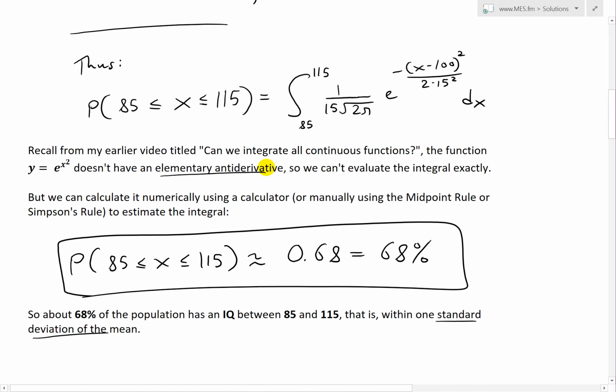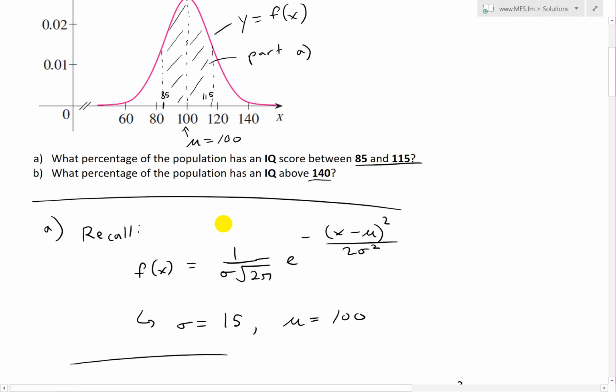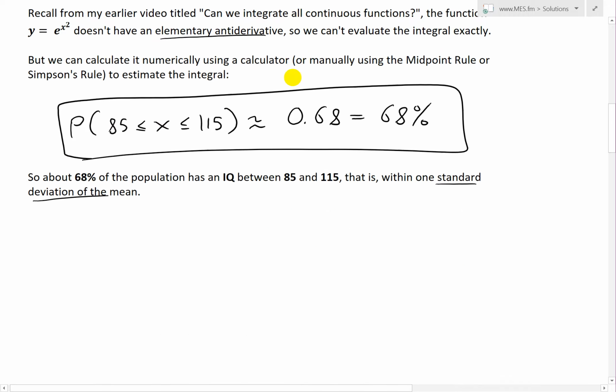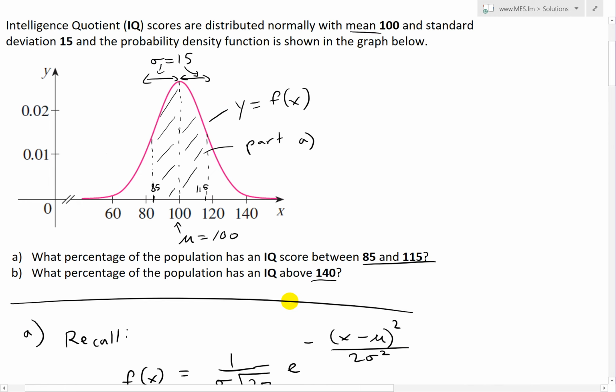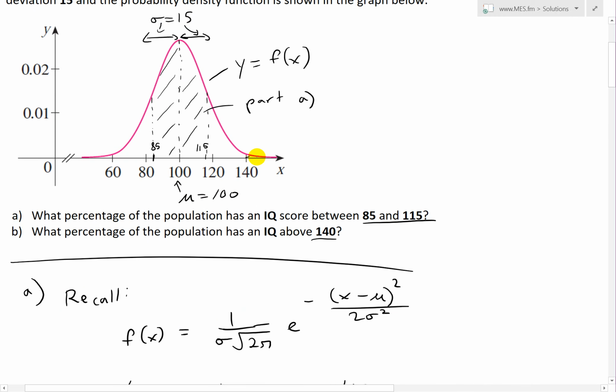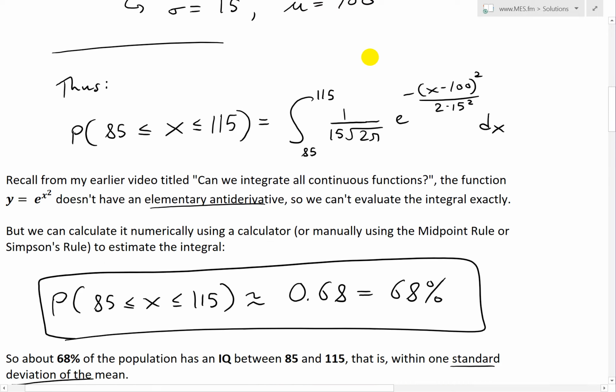So now let's look at part B. What percentage of the population has an IQ above 140? If we were to write this out, B is the probability that x is greater than 140. This equals just the area of the graph past 140, so something like this. That is our part B, all the way to the right. As you can see, we expect it to be very, very small.